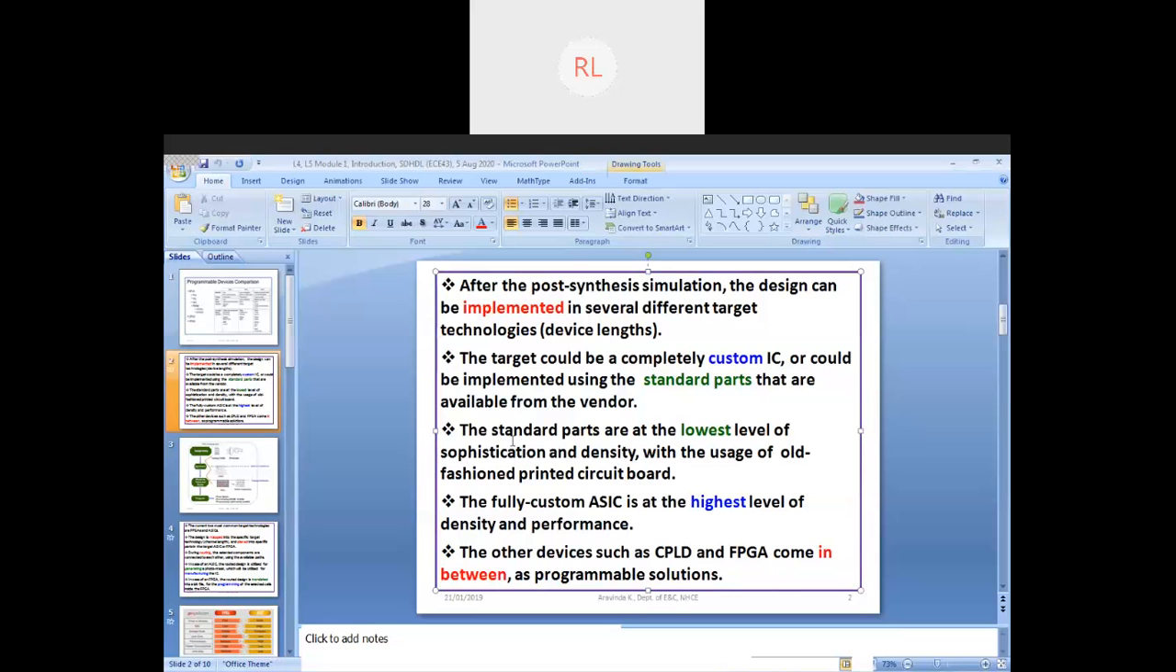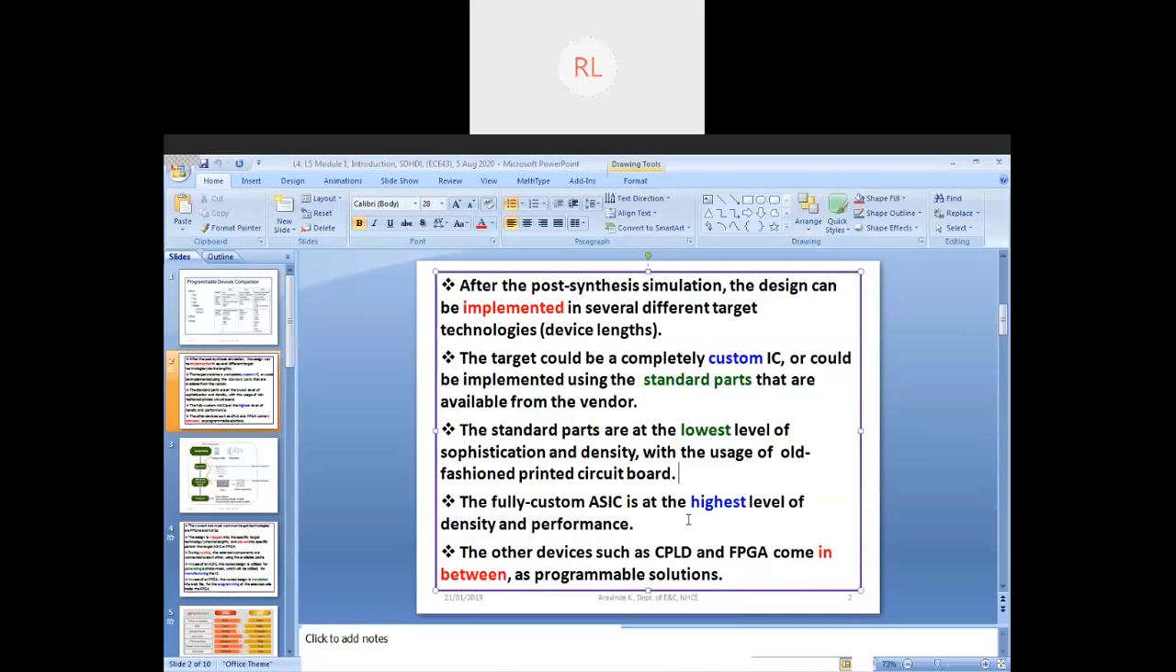The next thing that we'll be seeing here is, the standard parts are at the lowest level of sophistication and density with the usage of old-fashioned printed circuit board. So I think all of you would have seen this printed circuit board, right? The green color. Every electronic device will have its PCB, right? So this is nothing but called your printed circuit board. So on this board, we are going to have a lot of ICs, right? And they are interconnected.